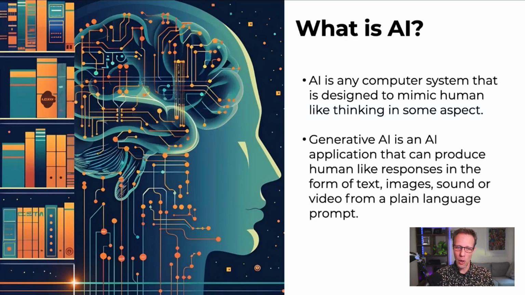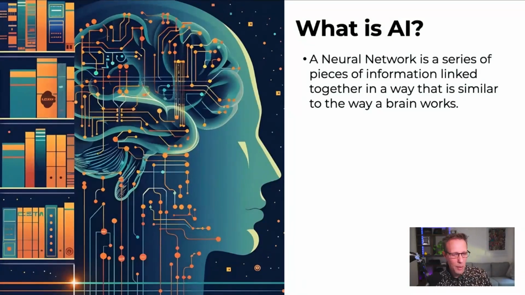The next word that I want to define is generative AI. Generative AI is a subset of AI applications that can produce a human-like response in the form of text, images, sound, or video from a plain language prompt. So that prompt is the thing that you type in that says, draw me a picture of a cat, or what's the weather going to be like in Melbourne today, or something like that. That's the question that you ask it, and the response that you get is called generative AI. So what it's doing is generating something that is designed to mimic how a human might respond to that question. And like I said, there's a bunch of different media. It could be text, image, sound, or video.